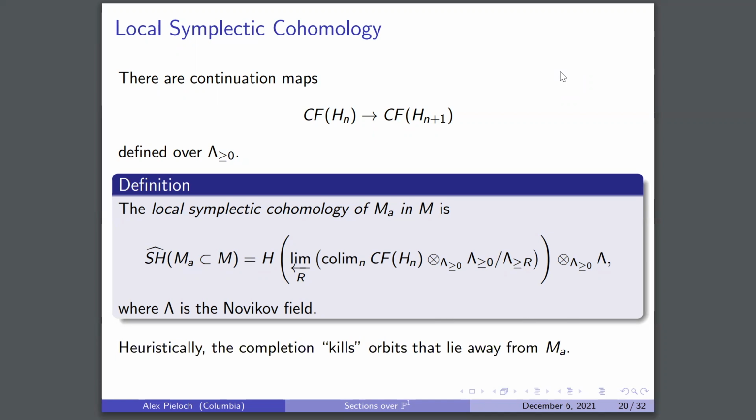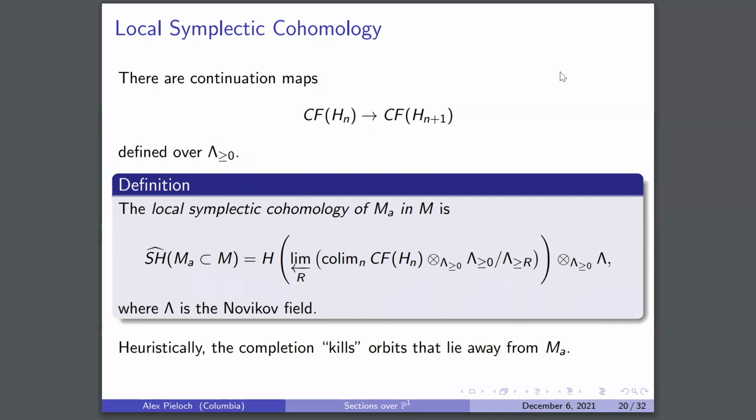Okay, so heuristically, this is some sort of algebraic gadget that has the effect of killing orbits that do not lie near your compact subset M_A. The way to heuristically see this is to think about this condition that we had on our Hamiltonians, that if we were inside our compact subset, the value of the Hamiltonian went to 0.